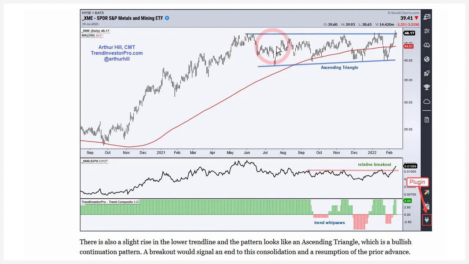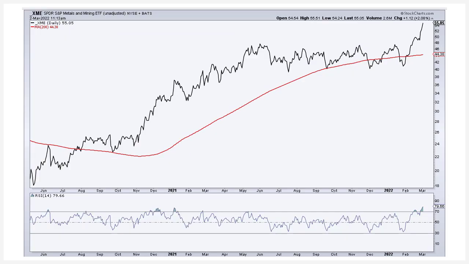And there it is. It's in this big consolidation, and it was challenging resistance. I think it had just closed above, and it was poised to break out. And you can see the relative breakout there. And the trend did whipsaw, and the reason it whipsawed, this is the trend composite indicator, by the way, is because we were in a trading range. We weren't trending.